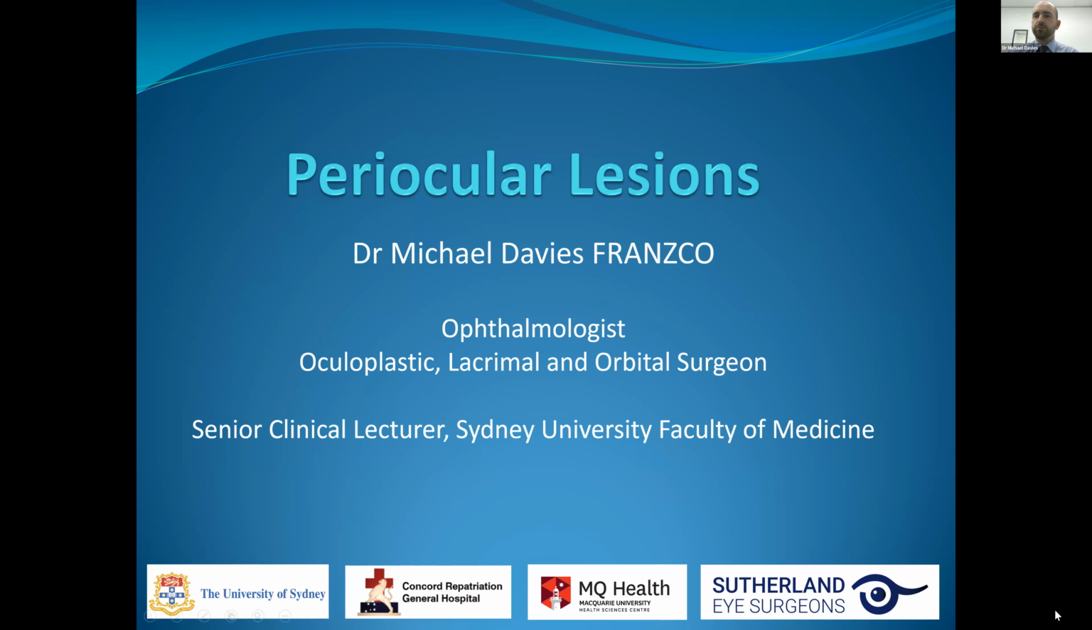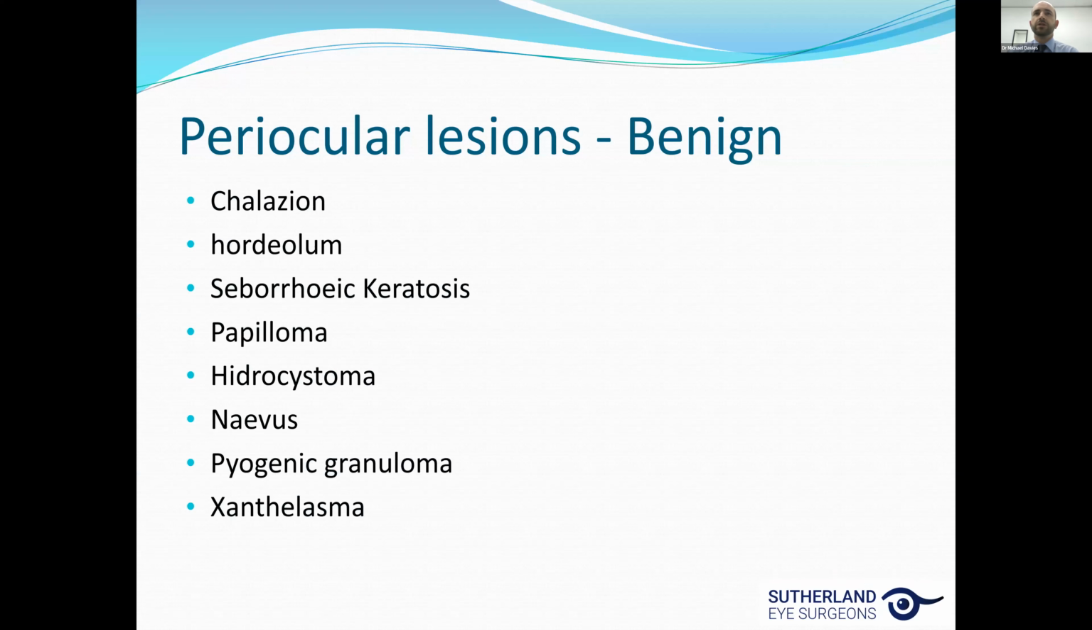I'm going to talk today a little bit about periocular lesions, which is a reasonably common presentation that you would see in general practice. So we'll launch right into it. Benign periocular lesions, so we'll start there. Now, this is by no means exhaustive. There are a number of other things that can pop up around the periocular region, but this is just an overview of some of the more common ones that you would come across. And we'll go through all of them individually.